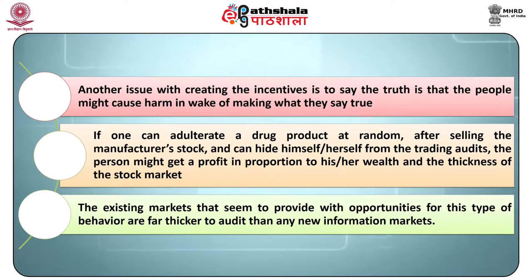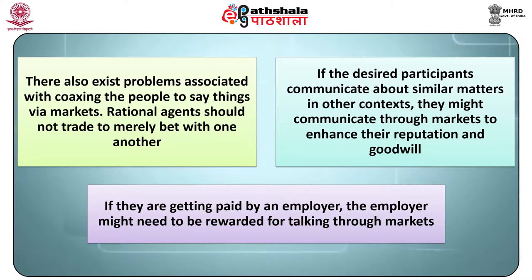Another issue with creating the incentives to say the truth is that people might cause harm in the wake of making what they say true. If one can adulterate a drug product at random after selling the manufacturer's stock short and can hide himself or herself from the trading audits, the person might get a profit in proportion to his or her wealth and the thickness of the stock market. The existing markets that seem to provide opportunities for this type of behavior are far thicker to audit than any new information markets. There also exist problems associated with coaxing people to say things via markets.